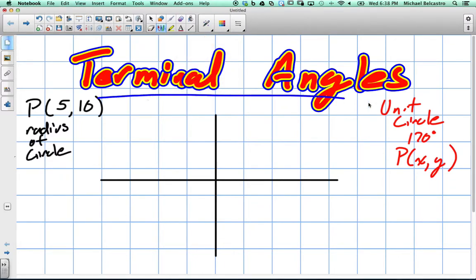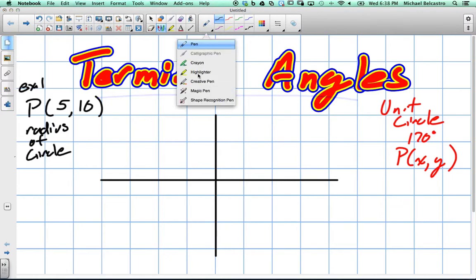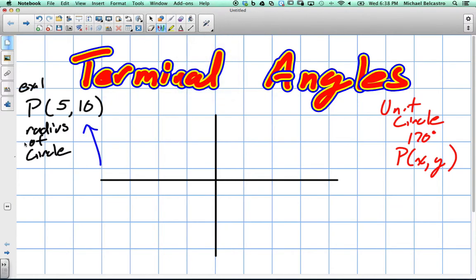Okay, we're going to look at some terminal angles. Our first example, Example 1, they've given us a coordinate that would fall on our graph, and they want to know what the radius of a circle would be that falls on this coordinate here.